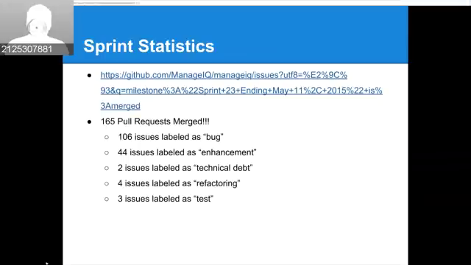All right, so 165 pull requests were merged this sprint. Of them, over 100 were bugs. So, it kind of shows that it truly has been a stabilization sprint. During the sprint, we released Bitvinik release candidate 3. Jason will give us statistics on that, but there was stuff going into that. 44 issues were enhancements, and the rest were a sprinkling of technical debt, refactoring, and tests. Next slide, please.